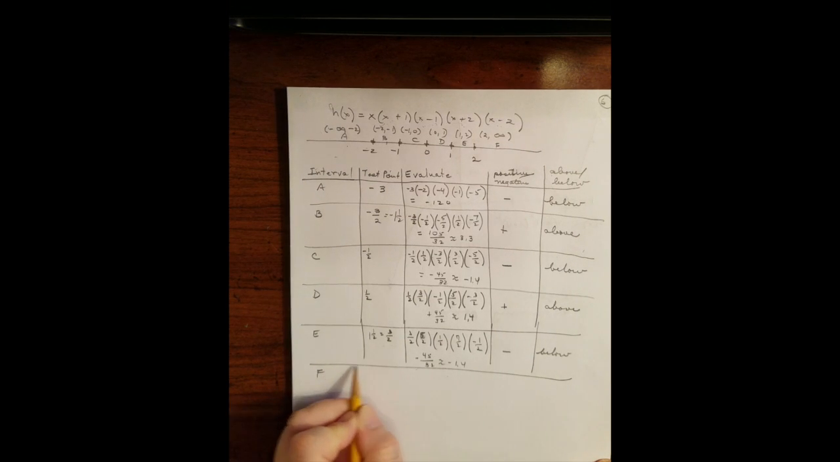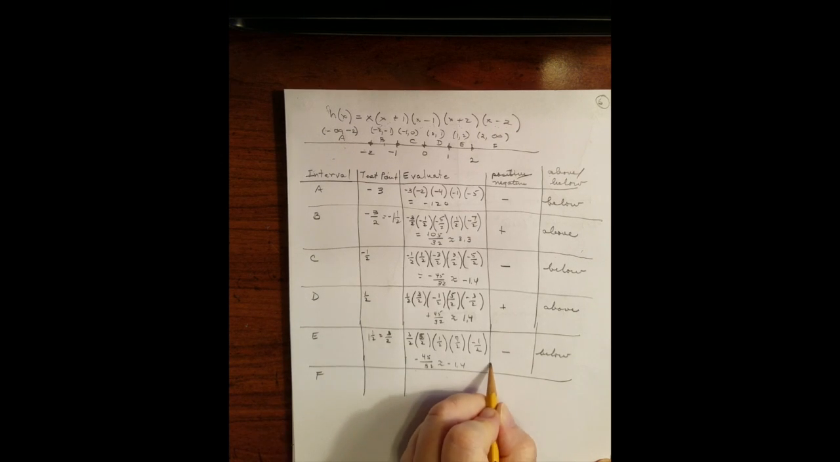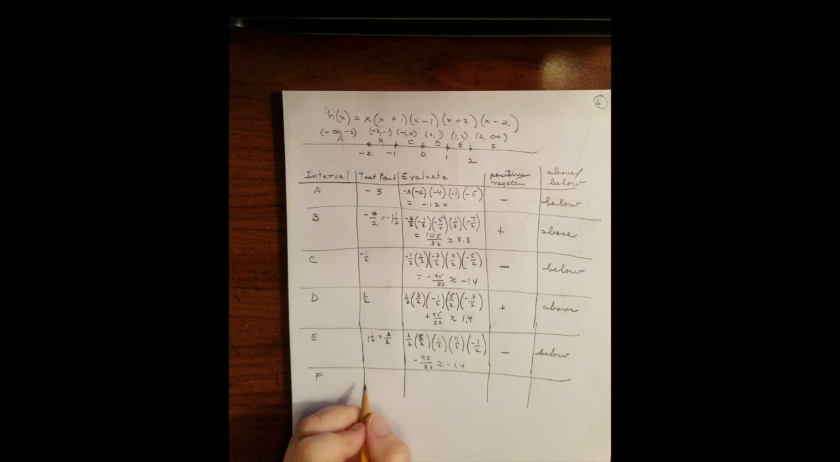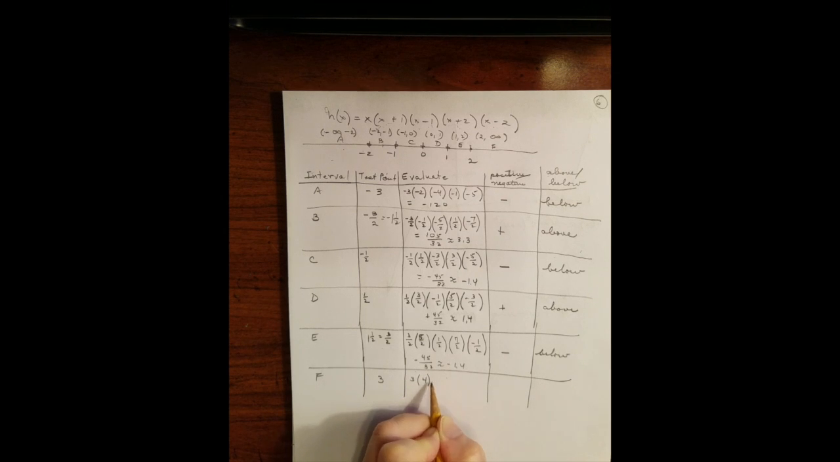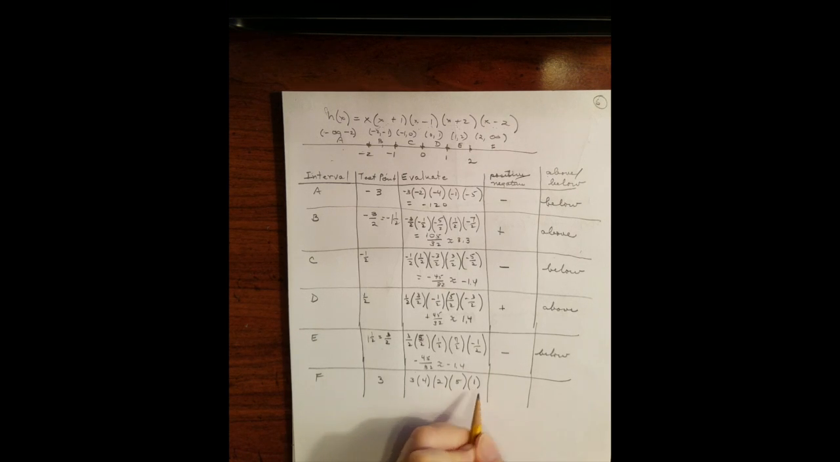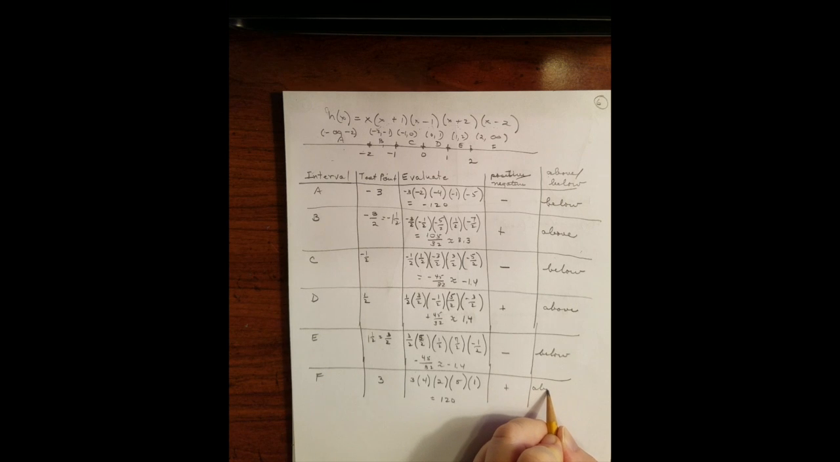And then finally, in interval F, let's pick 3. And so if I plug that in, I get 3, and then 3 plus 1 is 4. 3 minus 1 is 2. 3 plus 2 is 5. And 3 minus 2 is 1. So if I multiply all those out, I get a positive 120, so that's positive, and our graph is above the x-axis.